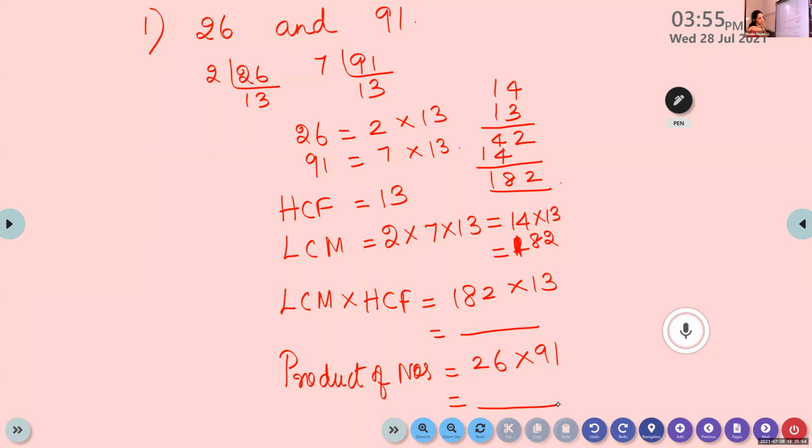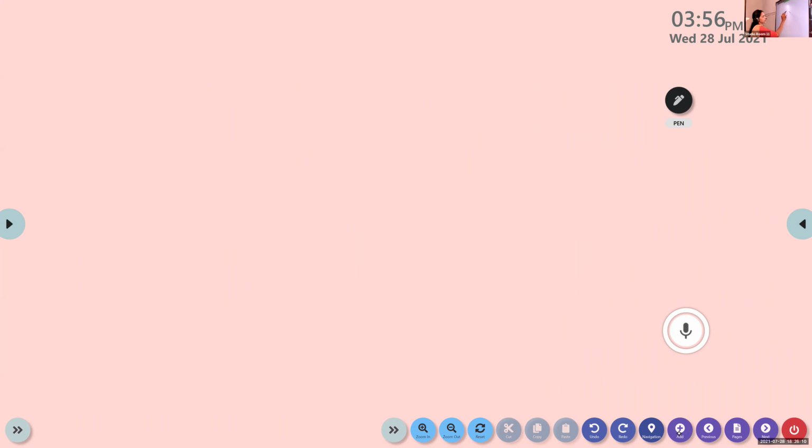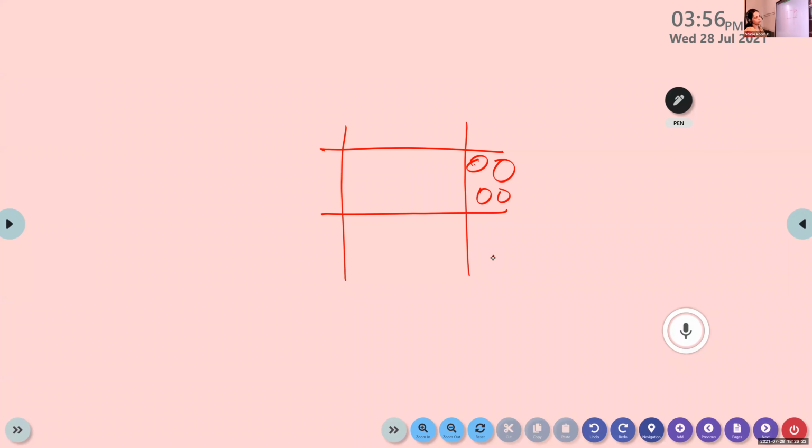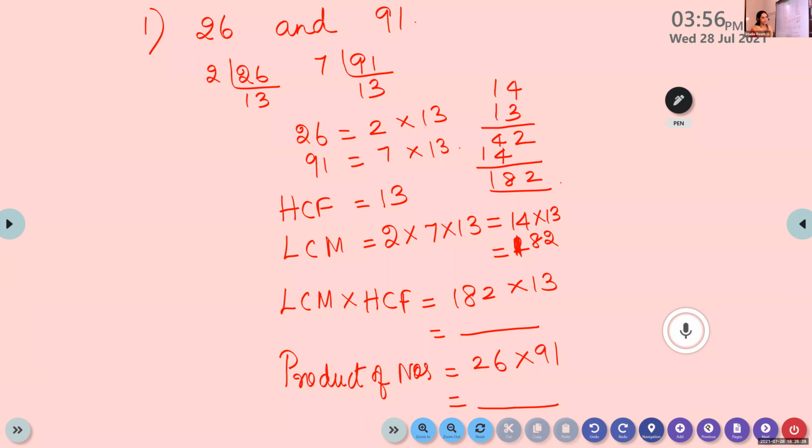Are they equal? Multiplication, you can do it in the working column. Whenever you take a sheet of paper, you'll be drawing the margin. For this question, do the calculation here itself. Don't do the calculation of this question on the next page. On that page itself, do it near to it. 182 into 13.